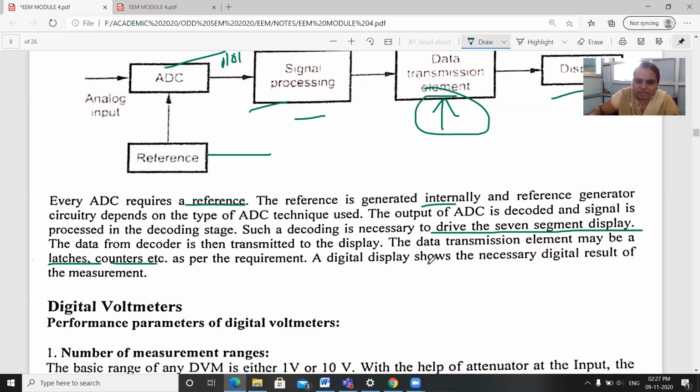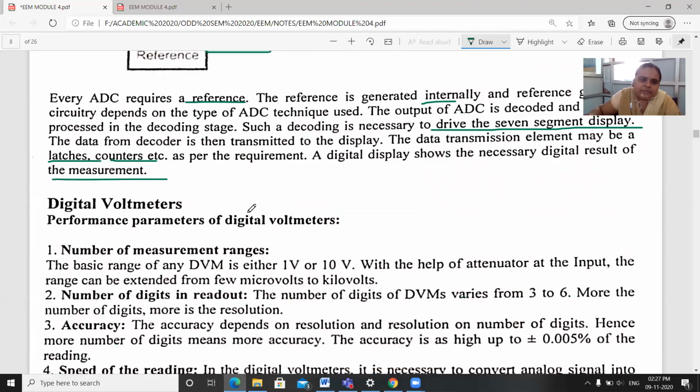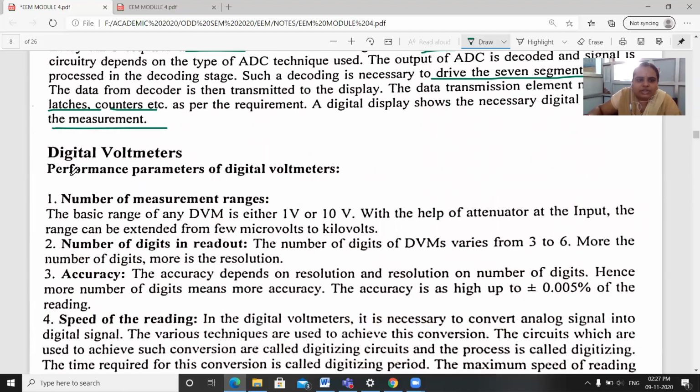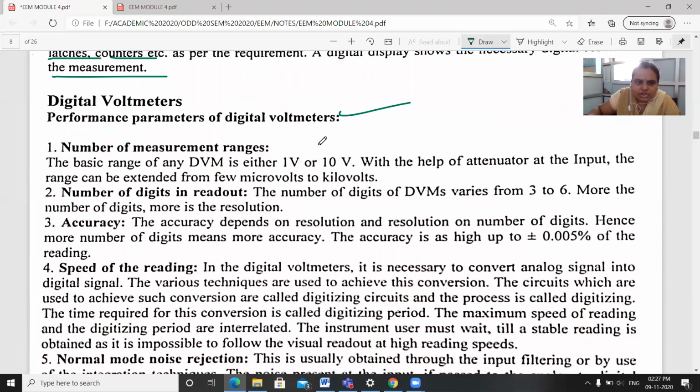A digital display shows the necessary digital result of the measurement. Whichever result you are giving is going to be displayed based on your digital circuit. This is about the block diagram of the DVM. Next, the performance parameters for digital voltmeters. This is very important. The whole topic will be asked for 4 marks or else 6 marks.